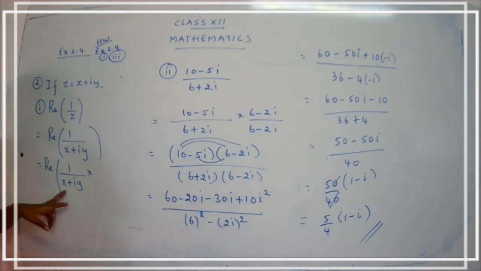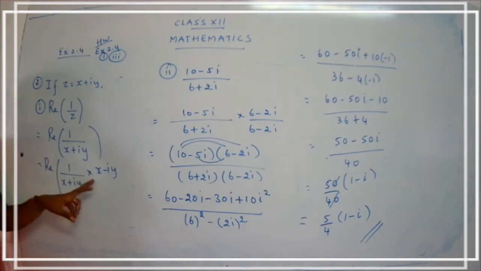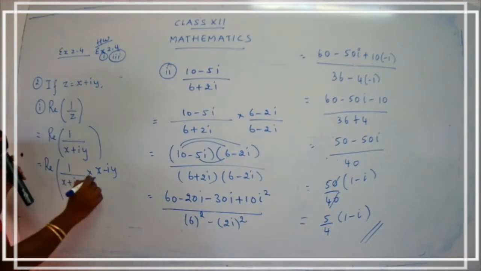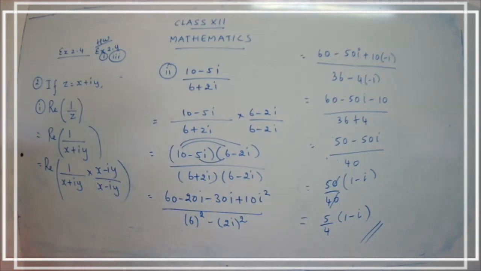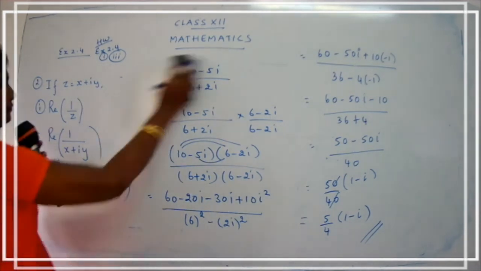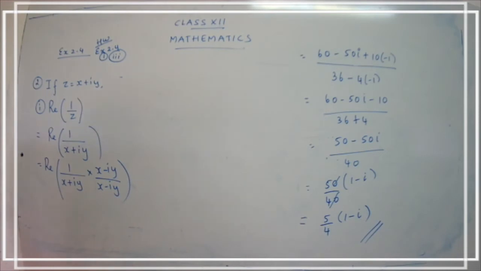What is the conjugate of x plus iy? Yes, it's x minus iy. Good. How do you get x minus iy? You have to change the sign of the imaginary part. That's plus iy, so plus iy changes to minus iy. You have to multiply and also divide by the conjugate. So real part of 1 upon x plus iy into x minus iy upon x minus iy. Clear, children? Okay, now let's solve the sum.